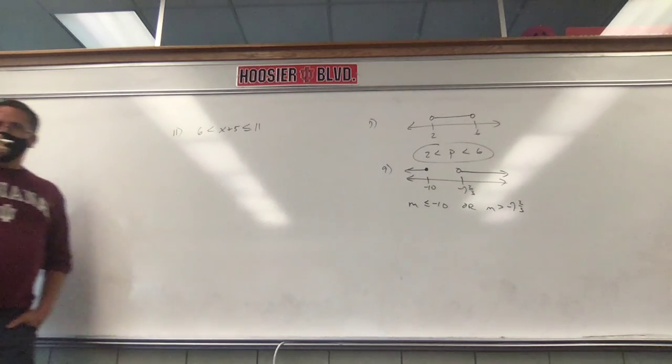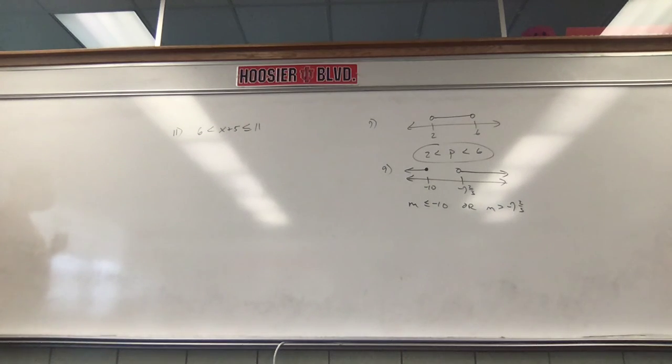Okay, so is this solved right now? No. Why? Because you haven't solved for x. What does that mean, solve for x? Get rid of the 5. x is not by itself. What do I have to get rid of? Subtract 5. Where? Both sides? Not both sides, 6 and 11.